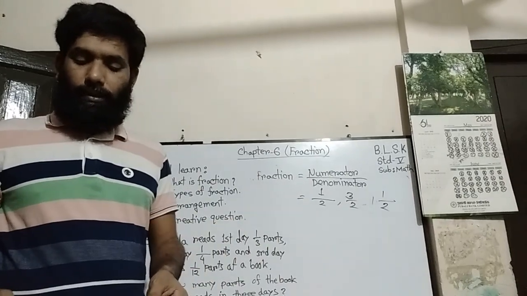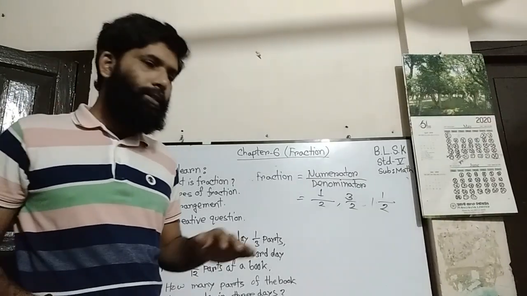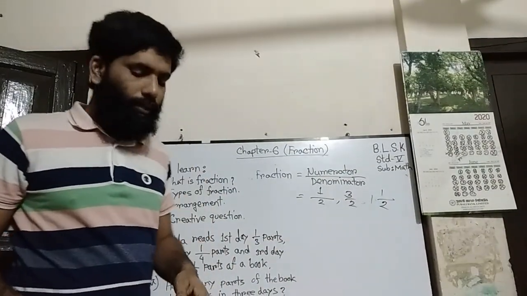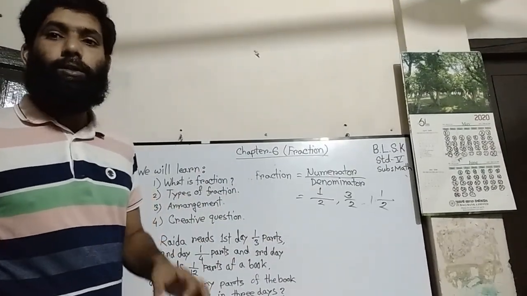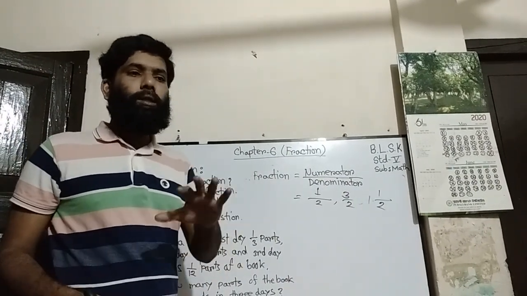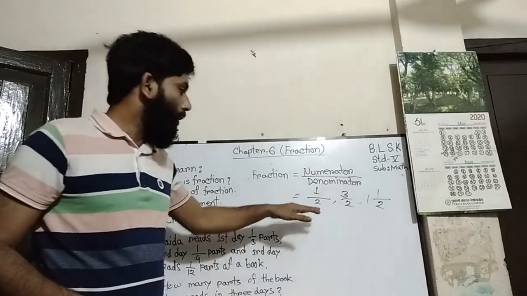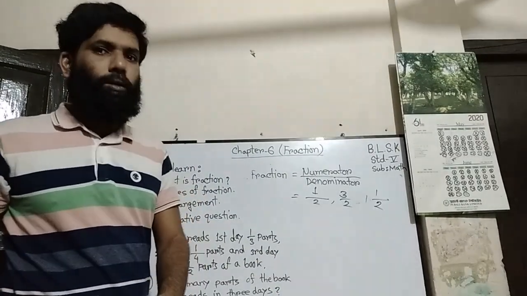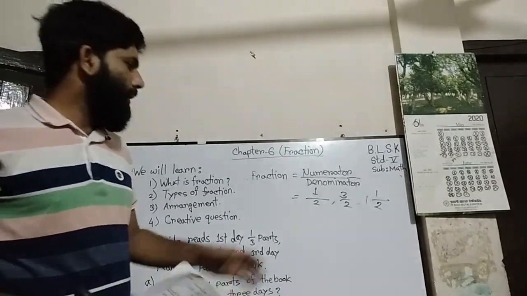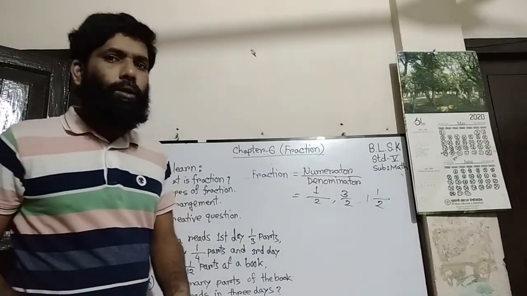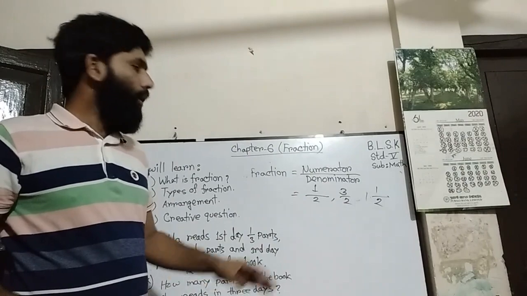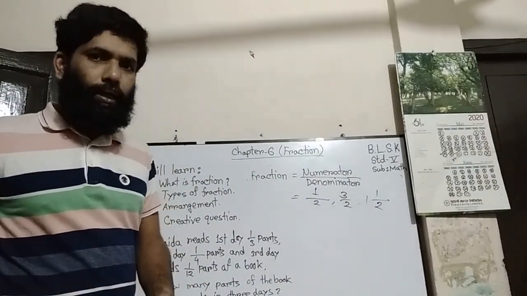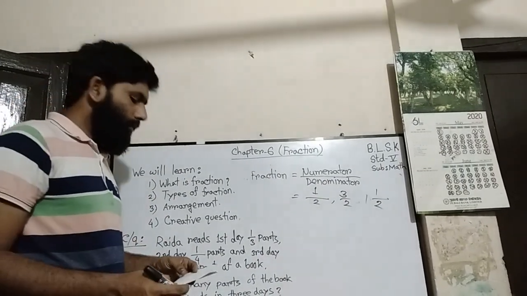Which fractions have a similar denominator? Similar denominator is called equal denominator. What is called equal denominator? Equal means similar. So when the denominator is the same, that's called equal denominator. Similarly, what is called equal numerator? When the fractions all have the same numerator, that's called equal numerator fraction.